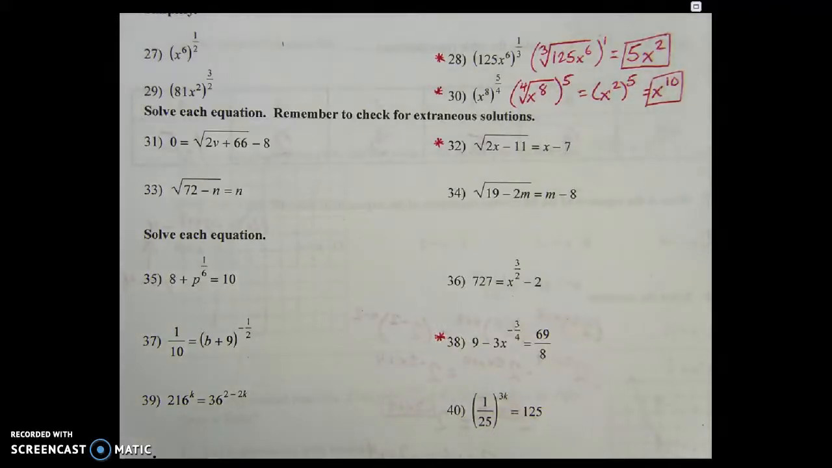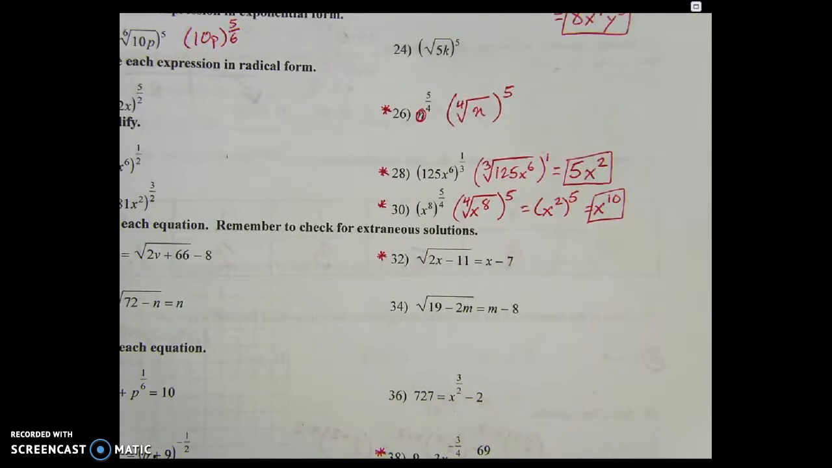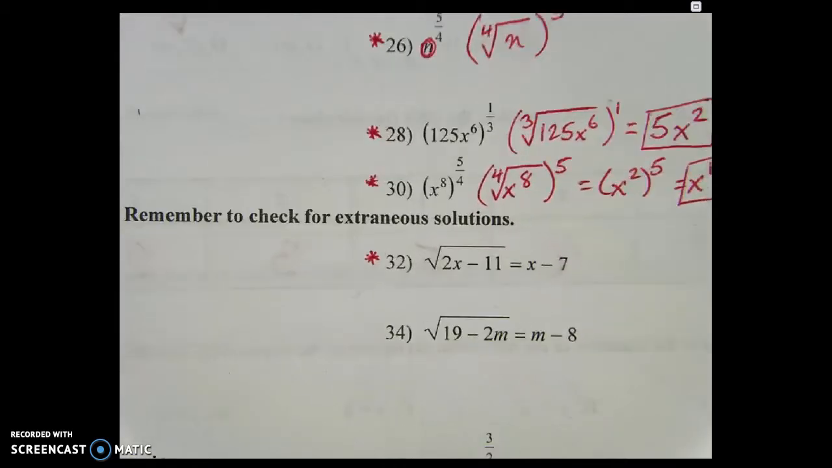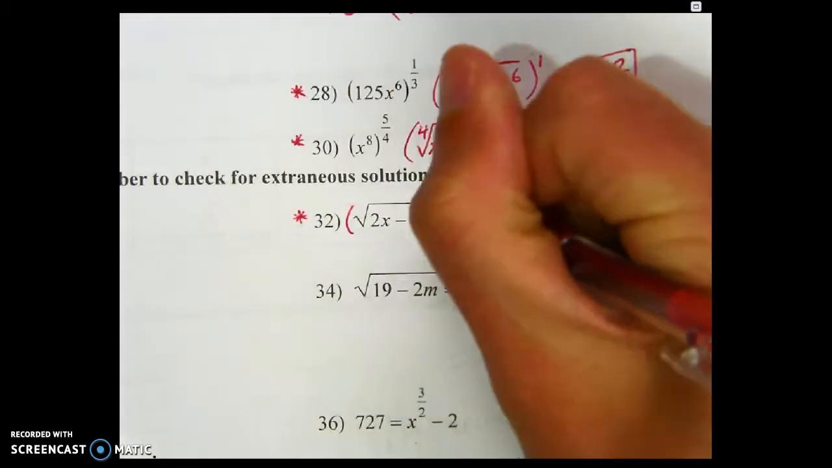Alright, and here is the final video. I'm going to make this one short and sweet as best I can. So number 32, really the first thing we have to do here, guys, is square both sides. We don't need to move anything away from either side of the equation. We are free to simply square both the square root of 2x minus 11 and the x minus 7. So I'm going to do that.